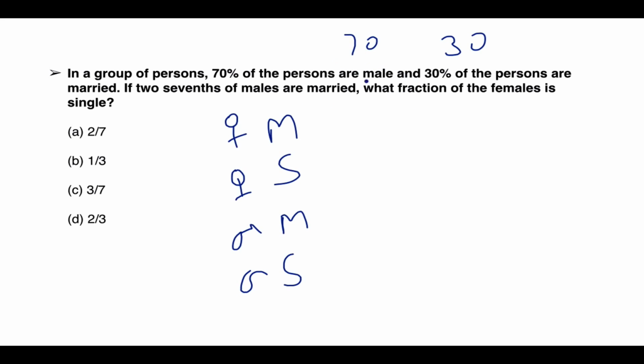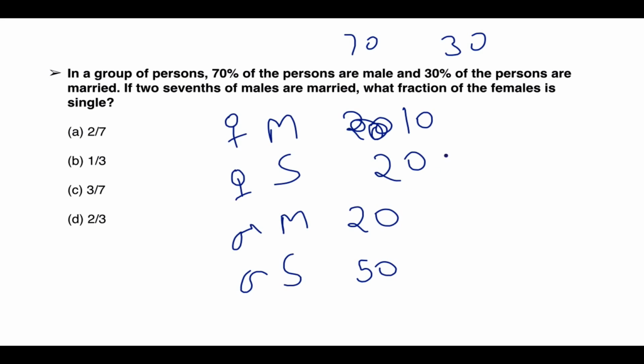Since 2/7 of the males are married, 20 are the males who are married, and 50 are males who are single. Since 30 are the total married, females married are 10, and single are 20. So what is the fraction of females who are single? 20 divided by 30 is equal to 2 by 3.